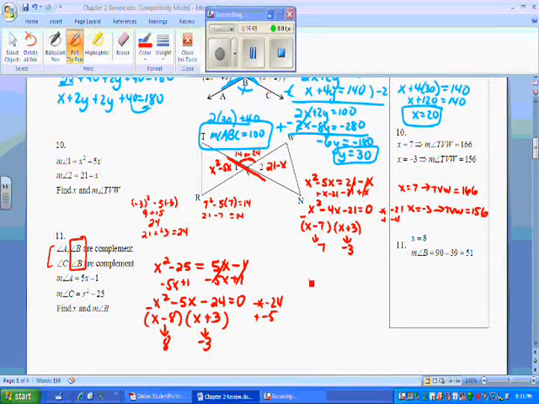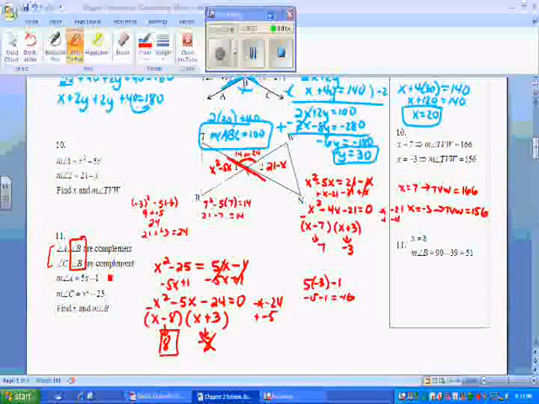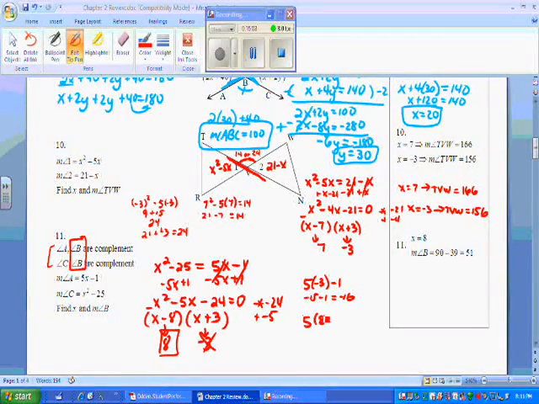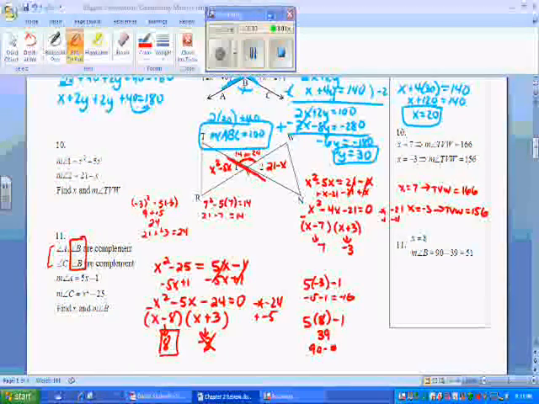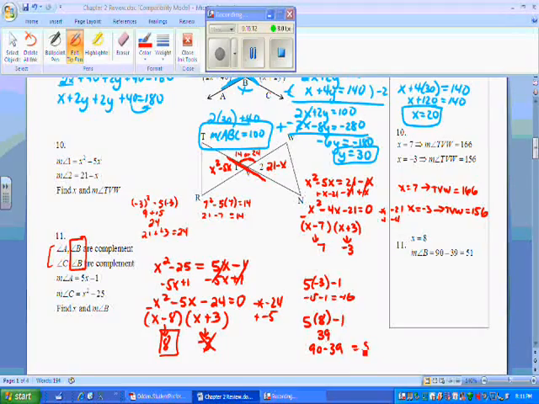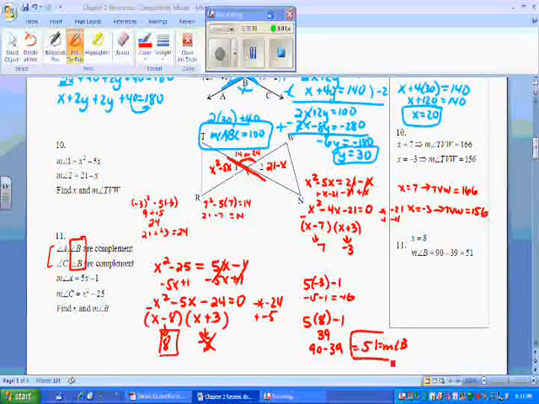Let's try negative 3. So let's do 5 times negative 3 minus 1. Well, this is negative 15 minus 1. So that's negative 16. So negative 3 does not work. That means 8 has to work for x. Find the measure of B. Well, we don't have it, but what we can do is plug it back in to 5 times 8 minus 1, so that's 39. And B is the complement to that, so we'll do 90 minus 39, giving me my answer of 51 for the measure of angle B, and we're done with the front side.